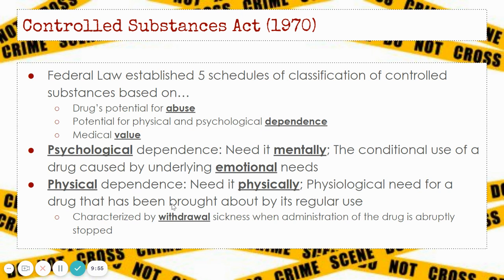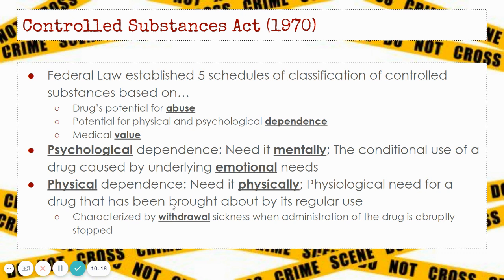A physical dependence means they physically need it. Their body will get sick if they do not get it. So this is a physiological need for a drug that's been brought about by its regular use. This is something that develops over a long period of time. Their body is so used to having that drug in their system that it does not know how to function without it.